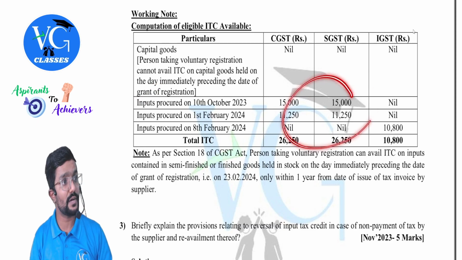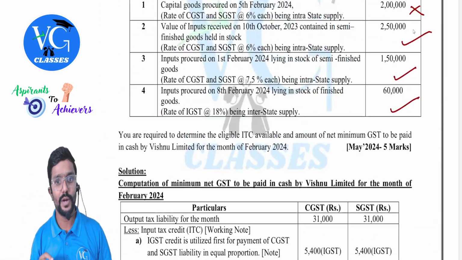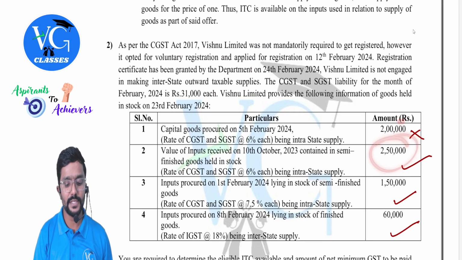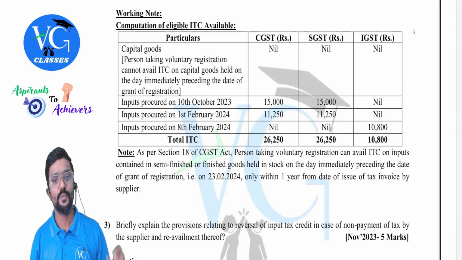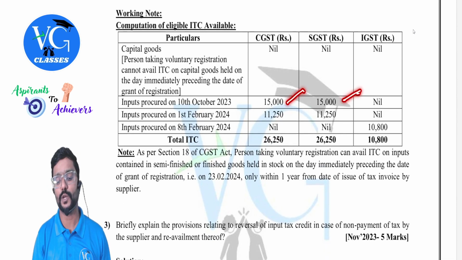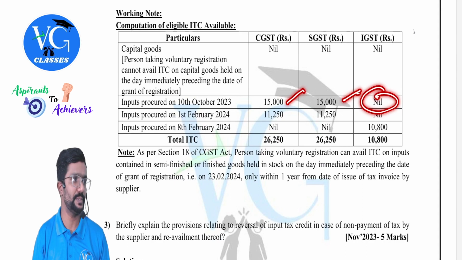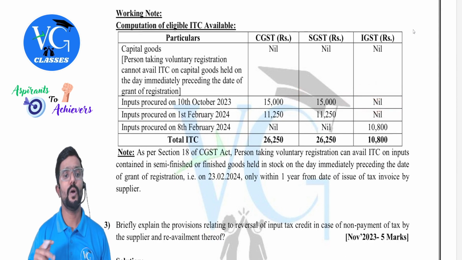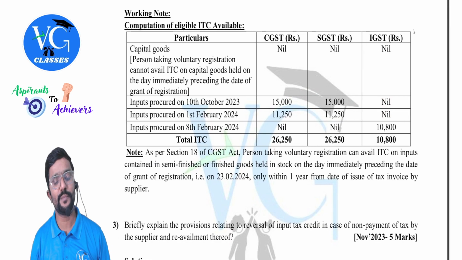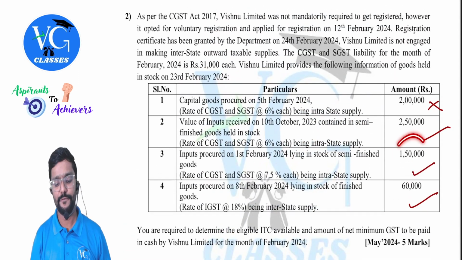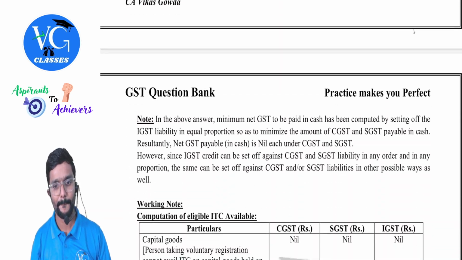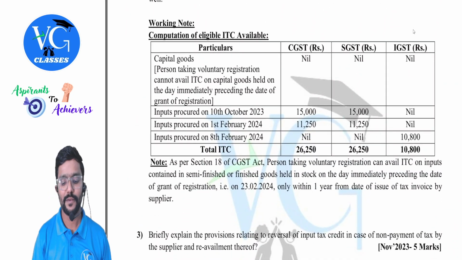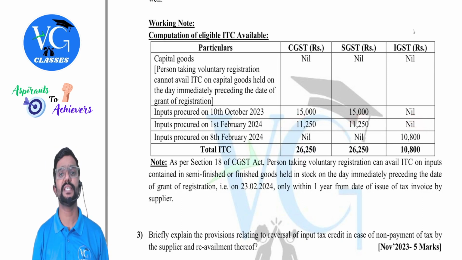Next. Inputs procured on 10th October, is credit available? Yes. Let us calculate. These amounts are not directly given. Please be careful. What is the amount, sir? 2,50,000, on that 6% each, guys, which comes to 15,000, 15,000, and it is an intrastate supply, so no IGST. Okay. Next, inputs procured on 1st February 2024. Credit available? Yes. Even this is intra. What is the value of supply? 150. On that 7.5, 7.5, CGST, SGST, people. 7.5, 7.5. No IGST because it is intra.